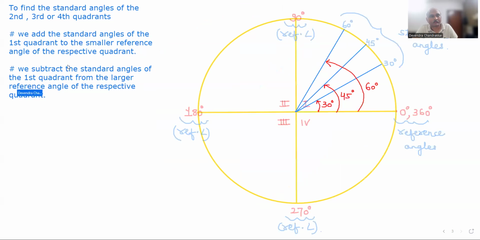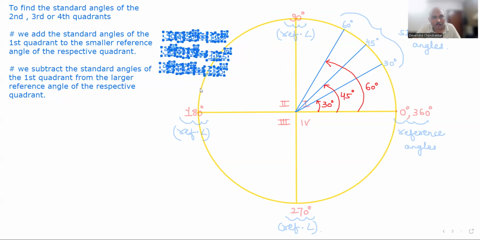So here, the smaller angle is 90 degrees. So 90 plus 30, 90 plus 45 degrees, 90 plus 60 degrees. So these are the standard angles of the second quadrant. See, 120, 135 degrees, 150 degrees.